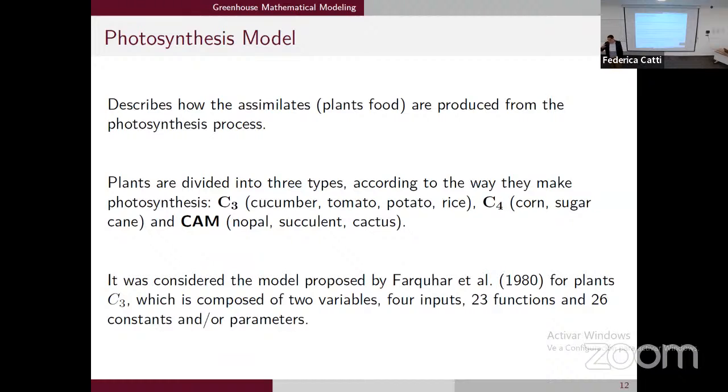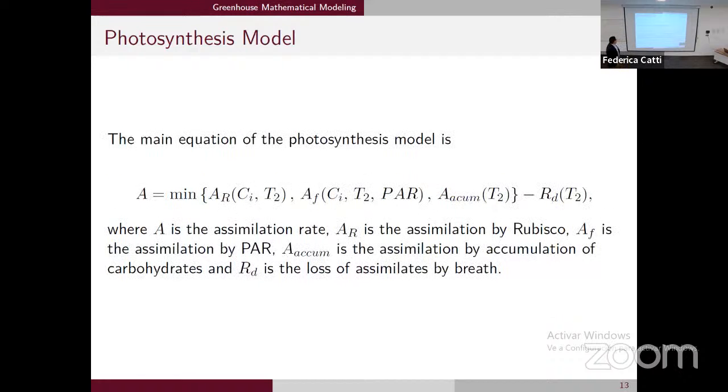We're interested in cucumber growing, so we consider the model proposed by Farquhar for C3 plants. This model is composed of 2 variables, 4 inputs, 23 functions, and 26 constants and or parameters. Okay, this is the main equation of the photosynthesis model, where A is the assimilation rate, AR is the assimilation by Rubisco. Rubisco is an enzyme that accelerates the photosynthesis process.